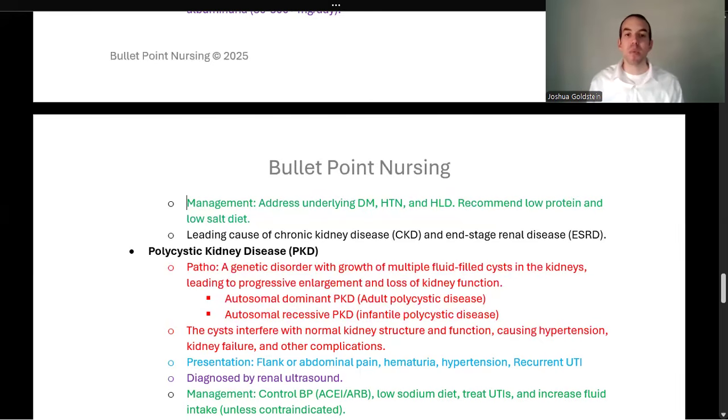The management depends on what's going on. If the patient is having high blood pressure because of it, like we just said, hypertension, then we're going to control their BP. We're also going to put them on a low sodium diet, like pretty much all kidney patients. If they're having recurrent UTIs, we're going to treat the UTIs. We're also going to increase their fluid intake unless they're heading towards ESRD.